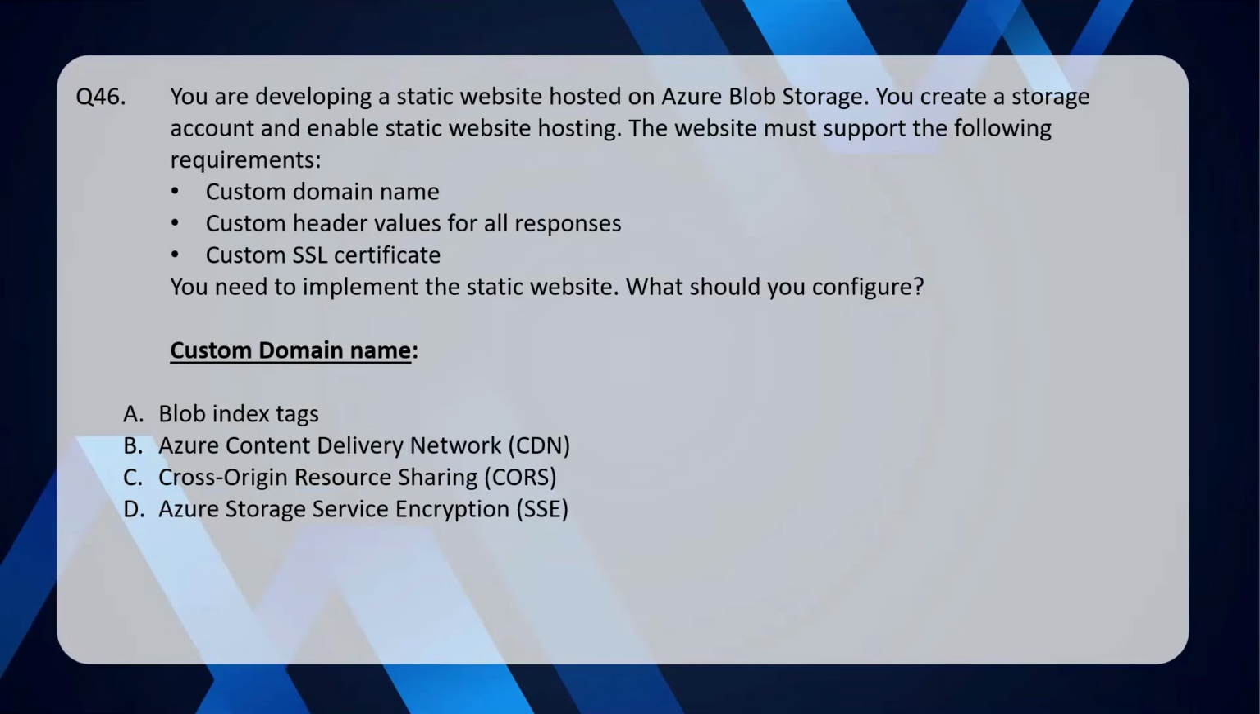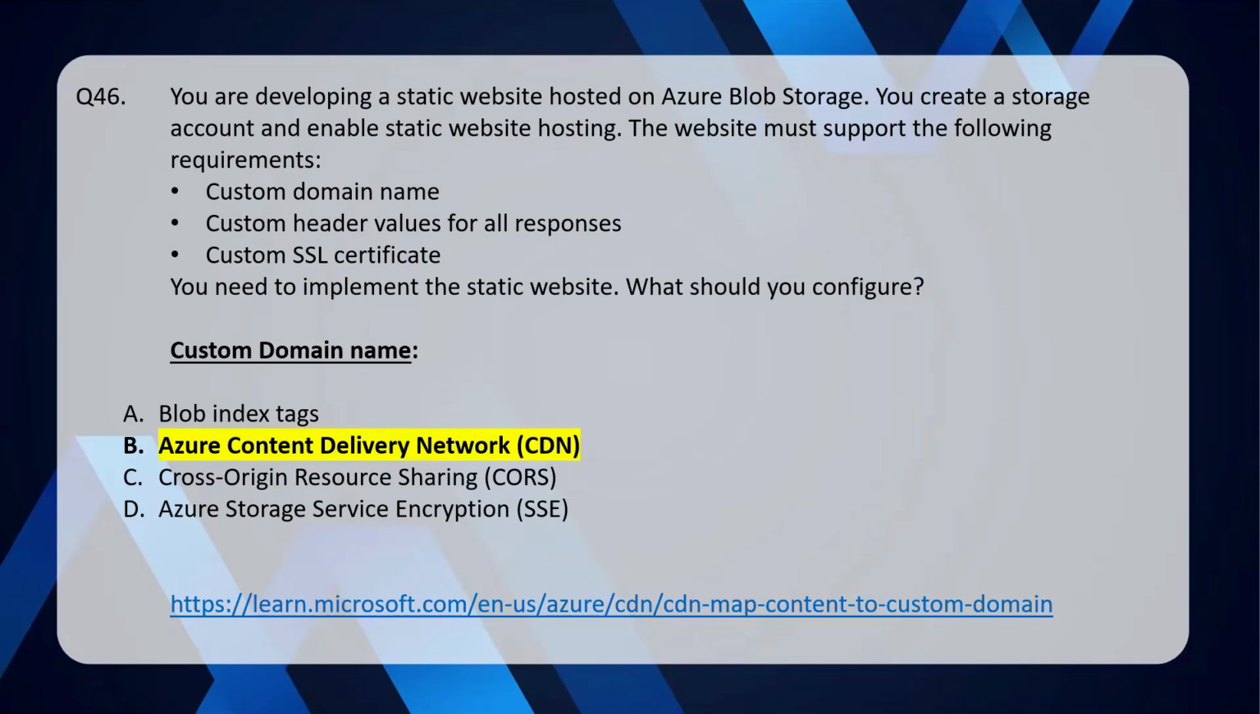Now friends, a static website hosted directly on Azure Blob Storage supports static file serving and optional custom error and index pages. However, Blob Storage static websites by themselves do not natively support a custom SSL certificate, setting custom HTTP headers for all responses, or mapping a custom domain name with HTTPS. The solution is to place Azure CDN in front of the Blob Storage endpoint. Now the CDN can map a custom domain to the Blob endpoint.